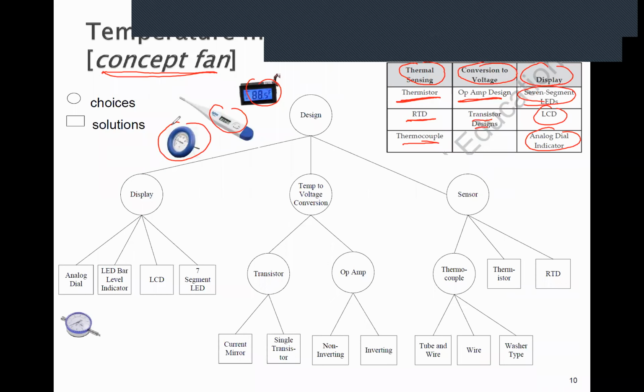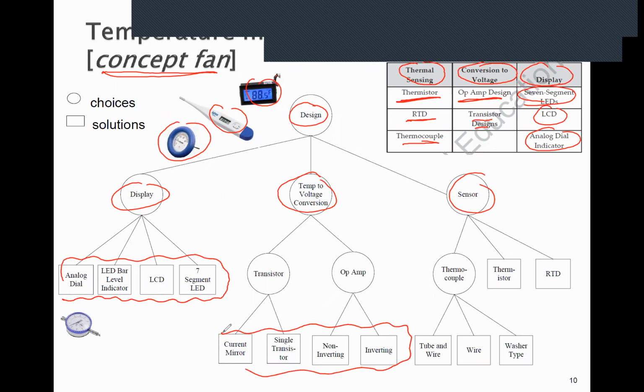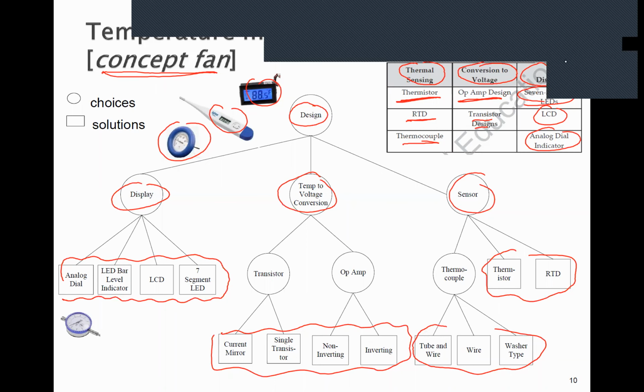So we can then construct a tree like this. Our design is right here, and here you can see the sub-functions. And for each sub-function, we have alternatives, so solutions here. And using these solutions, based on a concept selection to decide which solution is most appropriate, we can construct our conceptual solution, conceptual system.